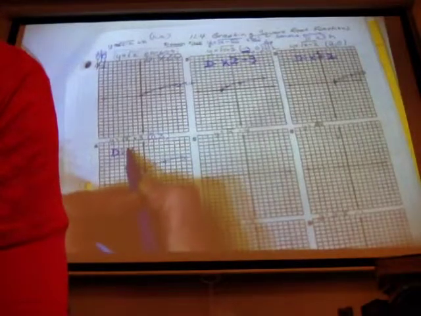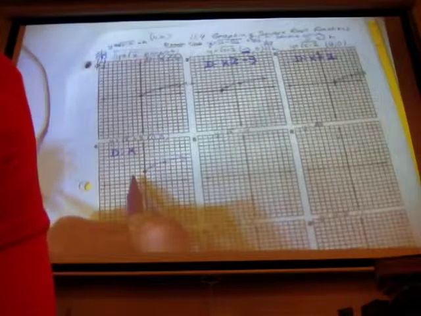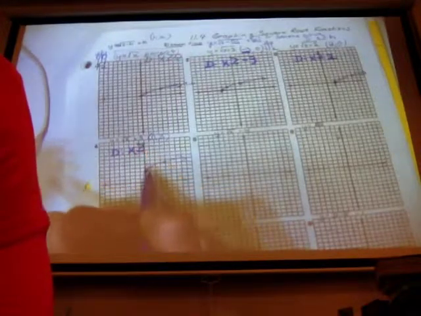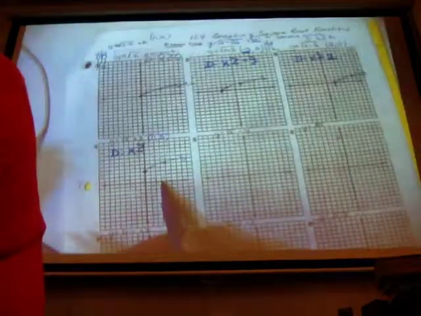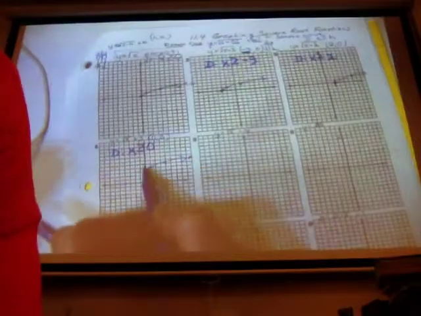X is greater than or equal to 3. Then it would have to start over here at 3, 0. It's everything to the right of this. Okay, Eric, what would be my HK on this one?